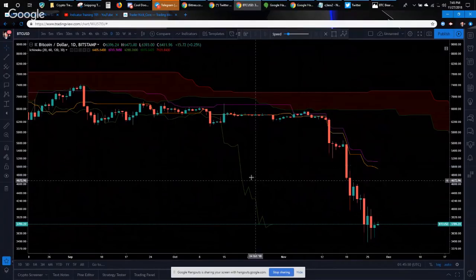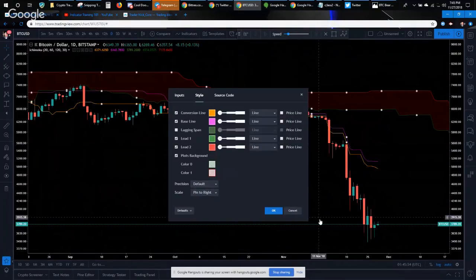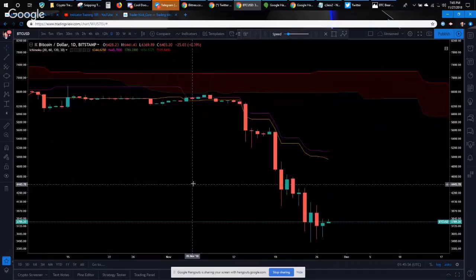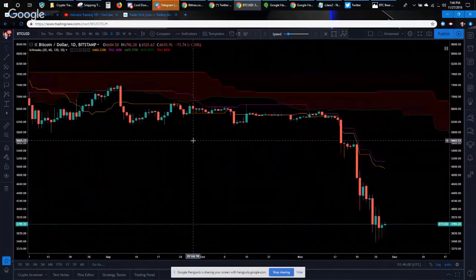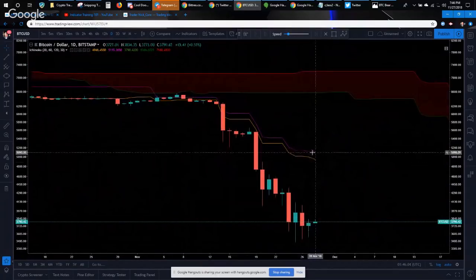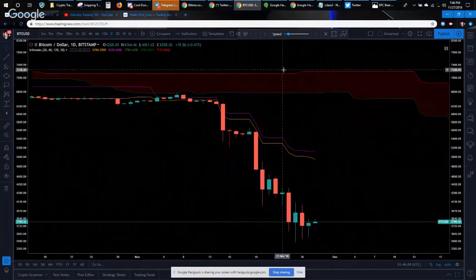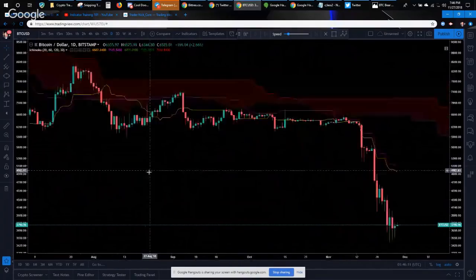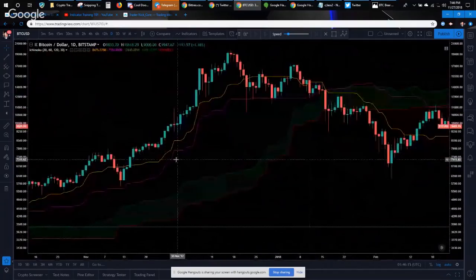I disable my lagging span because I generally don't find a lot of signals off of it, and I'm just fine without it. And I already have a lot of clutter on my charts as is. But in the ultimate bearish scenario, you're going to have your fastest moving line at the bottom, baseline second to the bottom, Senko Span A, which is your green line there, and your red one there. In reverse, in a bull market, just like so, as you can see.